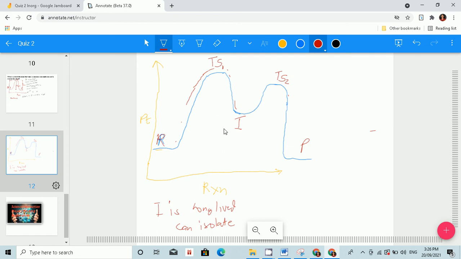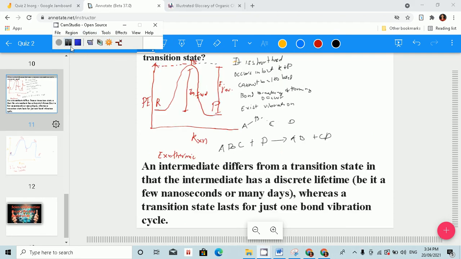Okay, so I'll write the difference. An intermediate differs from a transition state in that an intermediate has a discrete lifetime. It is long-lived, be it a few nanoseconds or many days. Whereas the transition state lasts for just one bond vibration cycle and we cannot touch it. So, okay, so that's the answer.